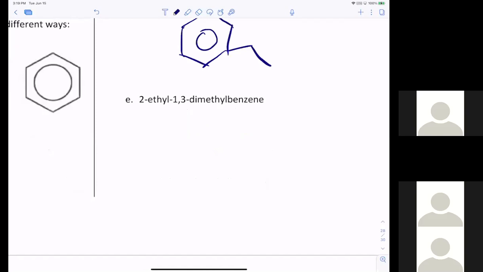2-ethyl 1,3-dimethylbenzene, 1,3-dimethylbenzene rather. Okay, benzene ring. I think this name might be wrong. But anyways, 2-ethyl and 1,3-dimethyl. So 1 and 3-dimethyl, 2-ethyl. I can draw it. I think you're supposed to call the ethyl carbon 1, because that comes first in the name.